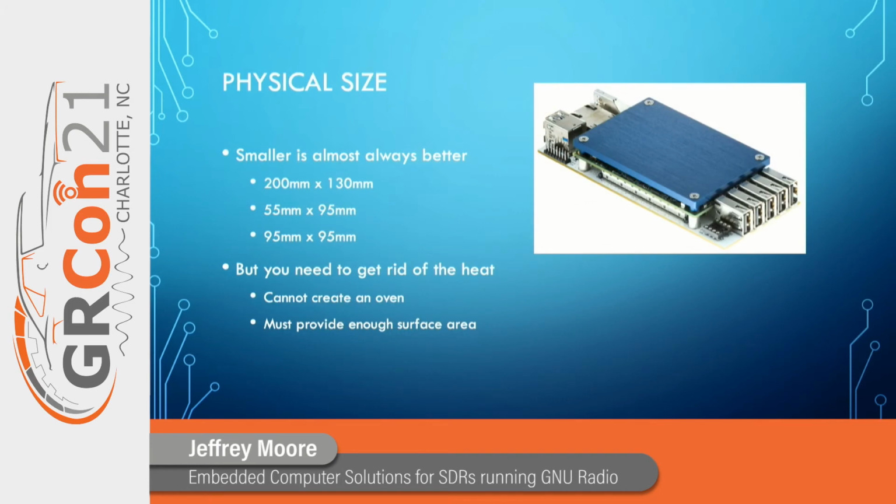In an embedded environment, physical size is always an issue. We make a variety of products. This is an example of one of our smaller ones. This is 95 by 55 millimeters. We make others that are a little bit larger or similar size. But one of the issues when you make something this small is you have to get rid of the heat. You see this little blue anodized aluminum plate on top of this product. This is called a heat spreader.